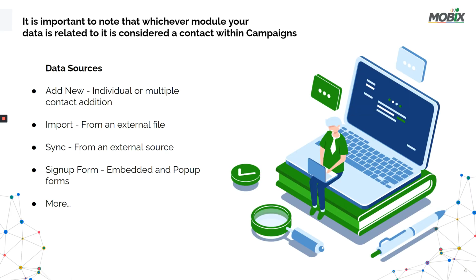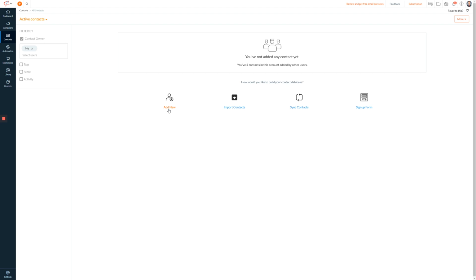It's important to also note that regardless of the source, every email contained within campaigns is referred to as a contact. So leads, contacts, accounts, deals, and custom modules are all called contacts as far as campaigns is concerned. Data can be imported from the many sources shown on this slide. As you will see, you can do this manually, or if you're using CRM or another web-based application, it can be automated.